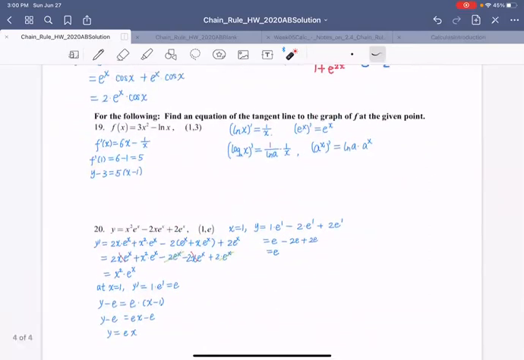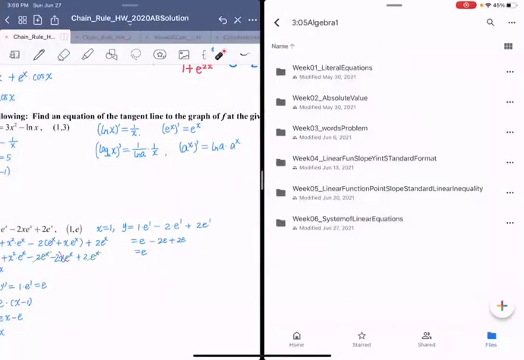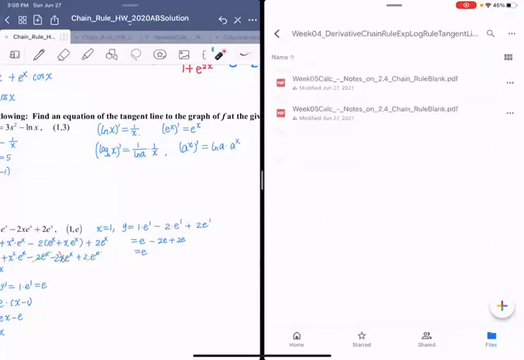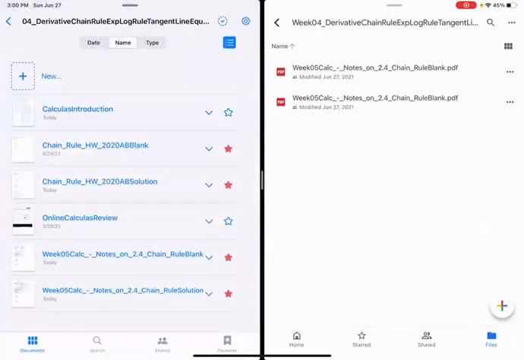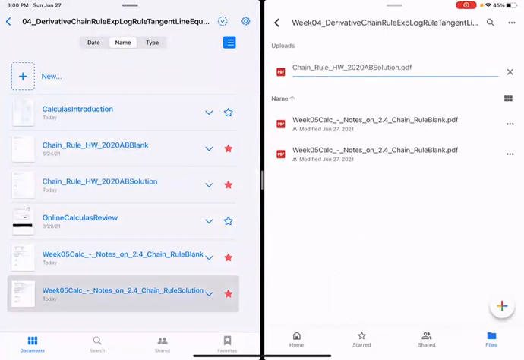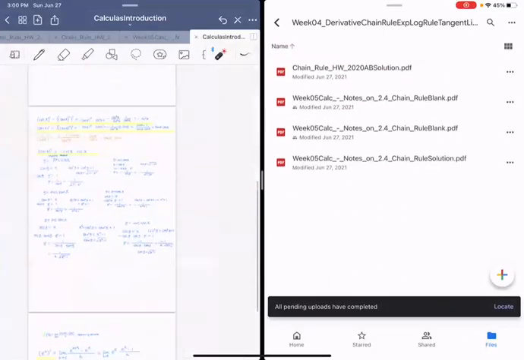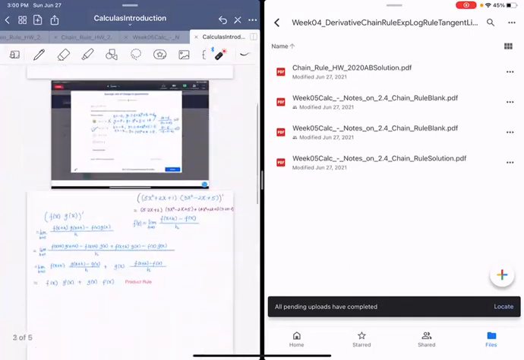Okay, that's all. Let me upload the homework. I already attached the blank one. I'm going to give you all the solutions. And here is all the formula list. You want to make sure you go through all of them, okay?